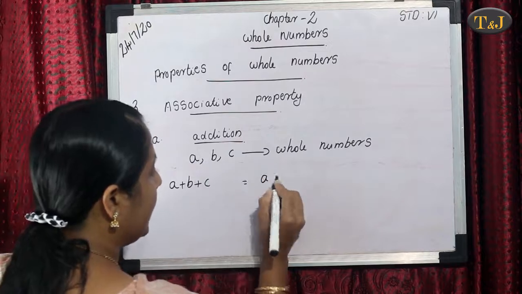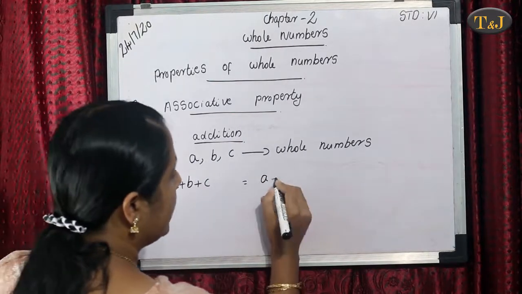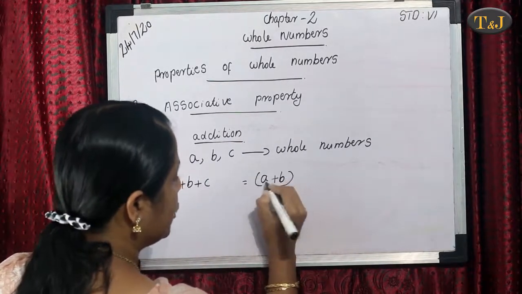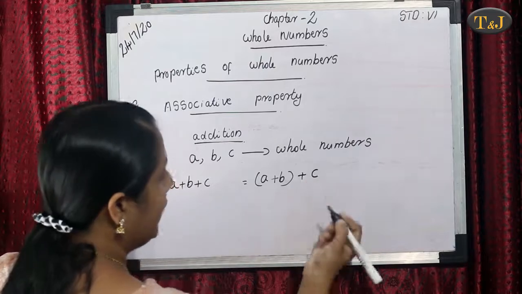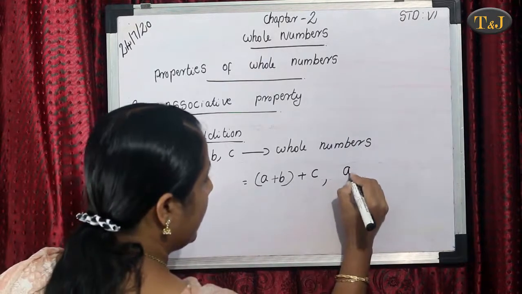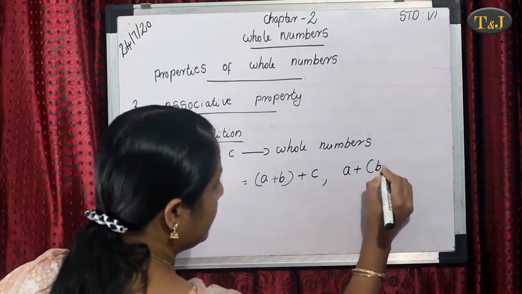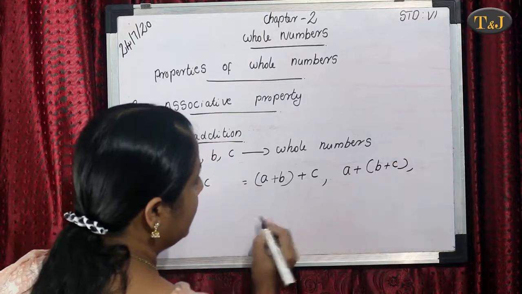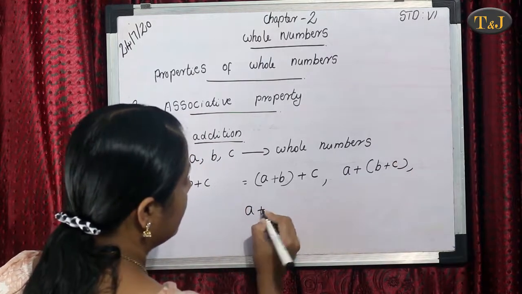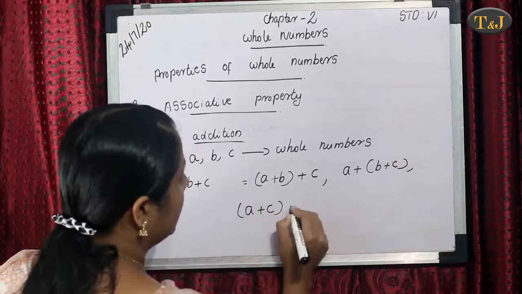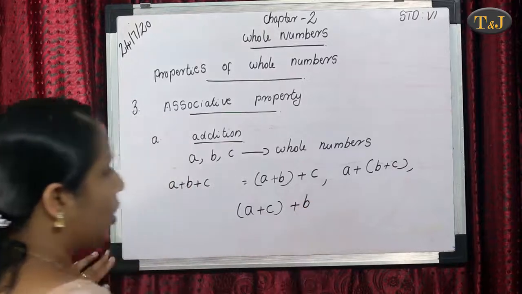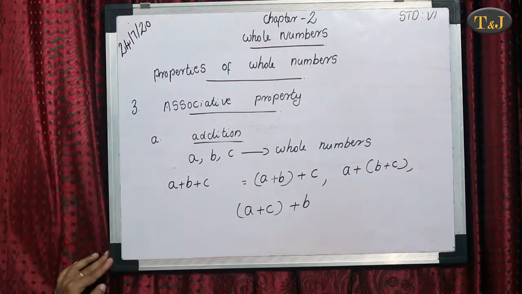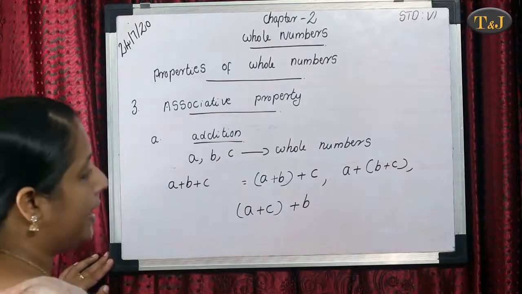We have to add in three ways. First way is A plus B added together, then add C. The second way is A plus, then adding B plus C together. And the third way is A plus C added together and adding B. Okay, we can group and add these three numbers in any order.